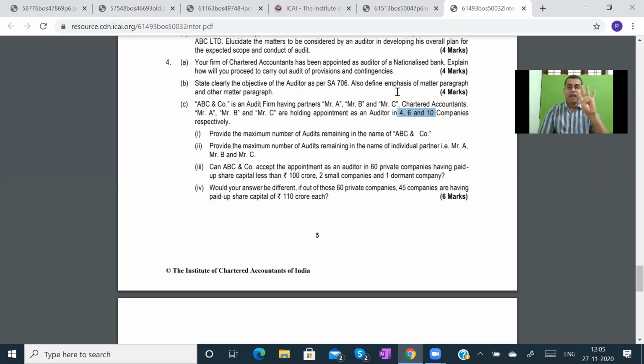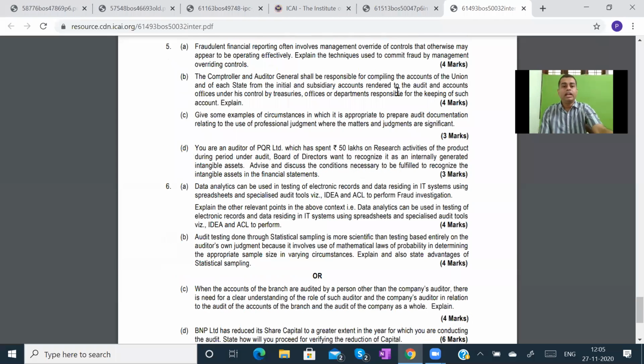Already A, B, C put together are having 20. Another 40 they can get. Another 45 they cannot get. That's it. So 4th question is over. Then read the 5th question, ma.